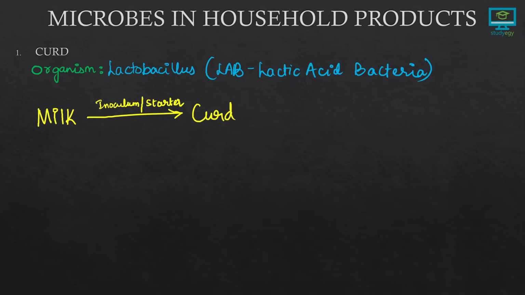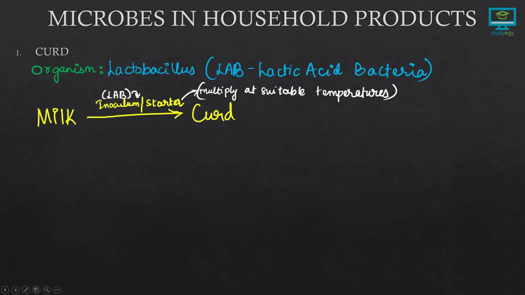So we can write it here: starters multiply at suitable temperature. So this is all about inoculum. So inoculum is LAB only. What actually happens is the partial digestion of milk proteins by the LAB gives curd. Suitable temperature is needed, because usually in summers we can set the curd faster compared to winters. So suitable temperature is also required for the multiplication of the bacteria.